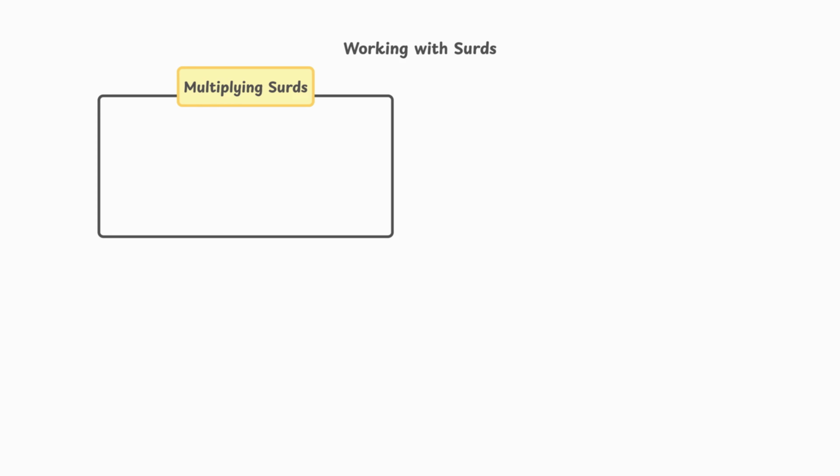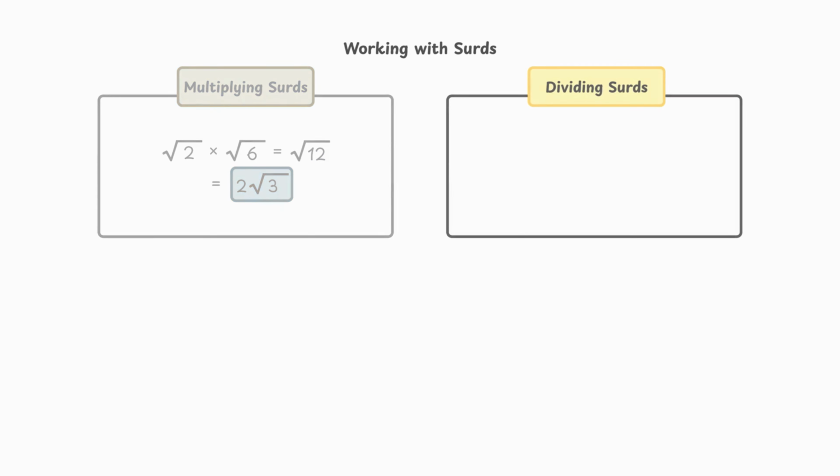When multiplying surds, you simply multiply the numbers inside the square root, like square root of 2 times square root of 6 equals square root of 12. And if we can, we simplify it further. Square root of 12 becomes 2 square root of 3. Dividing surds follows the same principle. If we divide square root of 18 by square root of 2, we get square root of 18 over 2, which simplifies to square root of 9, and that equals 3.